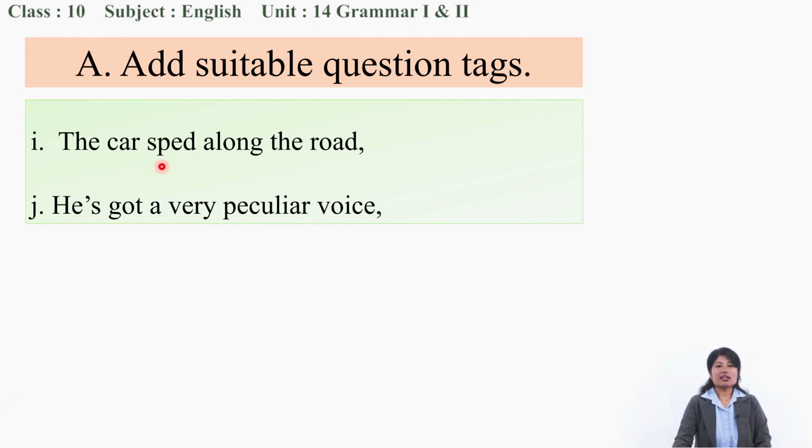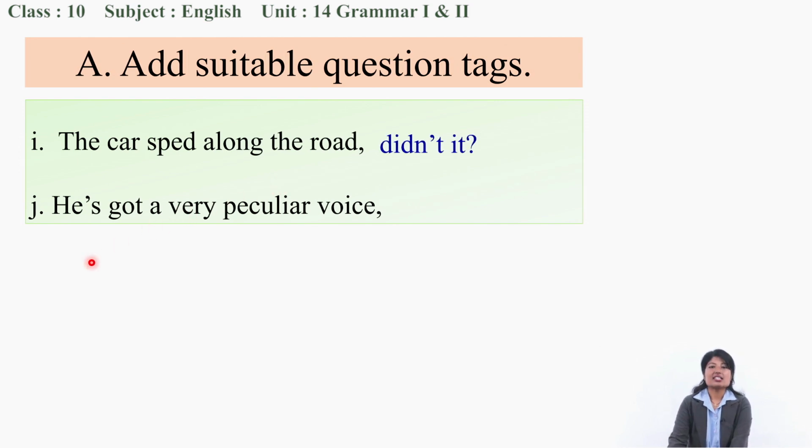I. The car sped along the road. So what will be the tag? Yes. The tag is didn't it. Okay. J. He has got a very peculiar voice. So here he apostrophe s is has. That's why the correct tag is hasn't he.